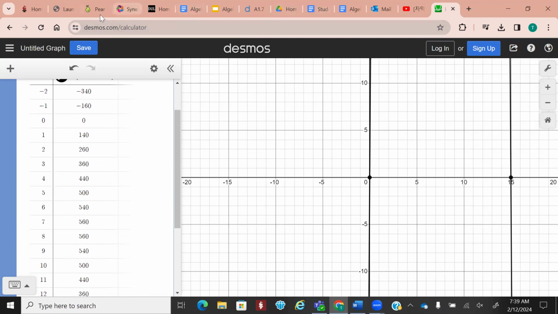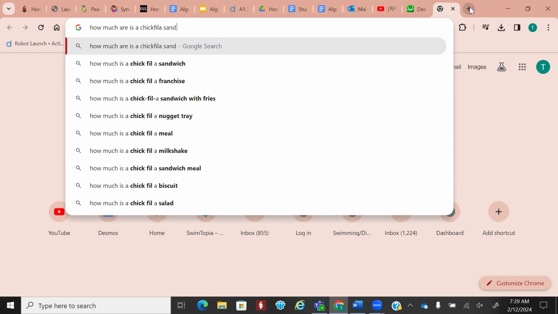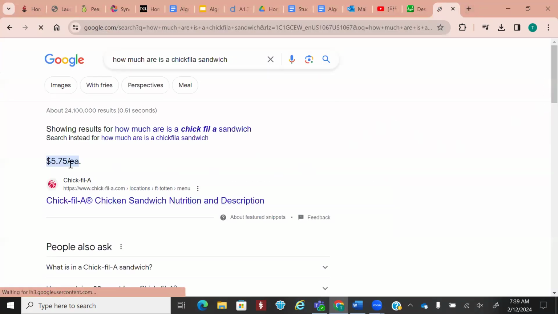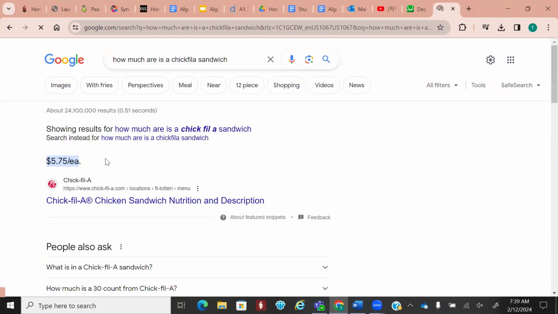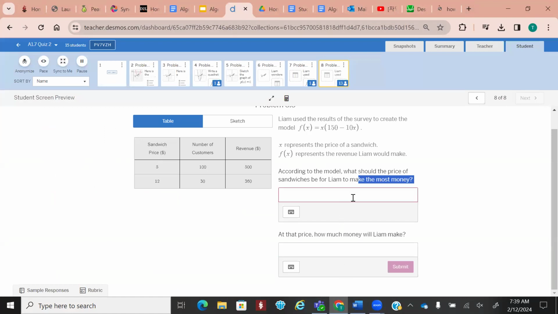Don't know how much Chick-fil-A sandwiches are? So how much? Say again? I don't know, a meal now is like $10. Okay, so right now, a Chick-fil-A sandwich is $5.75. Okay, and so this little diagram is saying, hey, at $7.50, they would make maximum price. So they're actually giving you a discount.